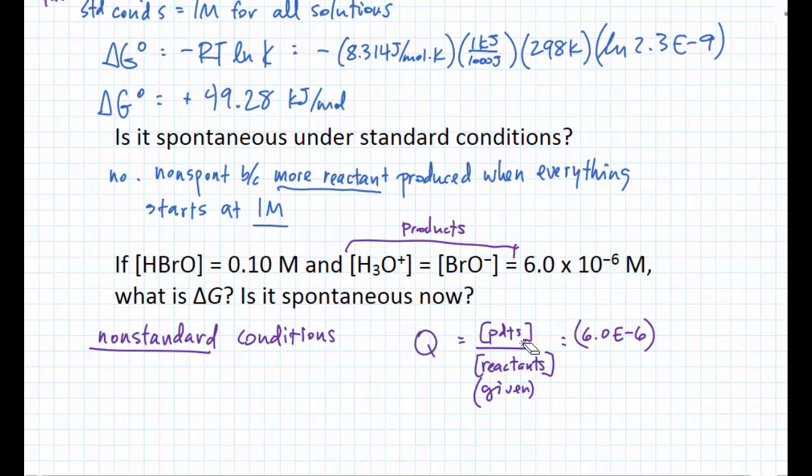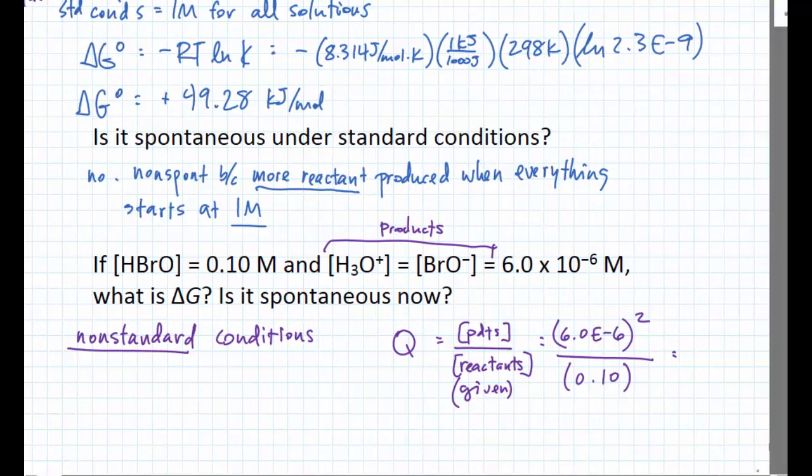So what do I have to do on the top of this fraction here? I have to square it, because we'll do that times itself. And at the bottom, we'll have 0.10. Okay. So I got 3.6 times 10 to the minus 10. That is Q. Okay.